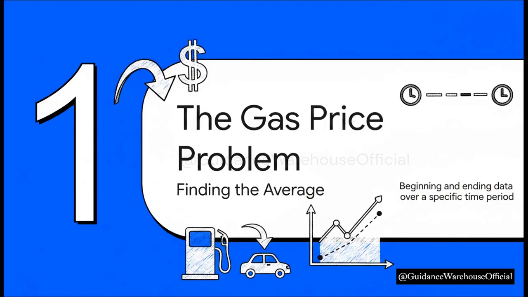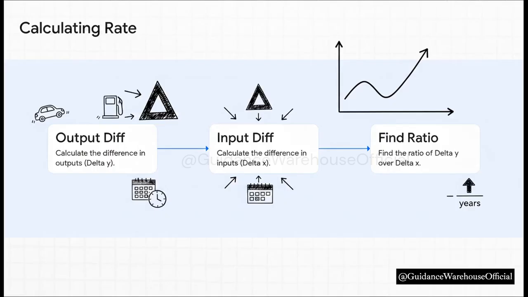Section 1. The gas price problem. Okay, let's really break this down. A rate of change basically just describes how an output quantity, like our gas price, changes relative to a change in an input quantity, like the year. Now, to find this average rate of change, we just divide the total change in the output by the total change in the input. In math speak, we call this delta y divided by delta x. That little Greek letter delta, the one that looks like a triangle, it literally just means change in.